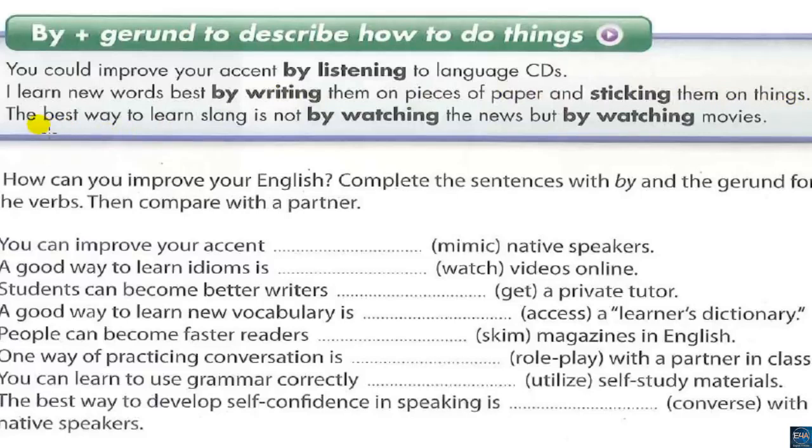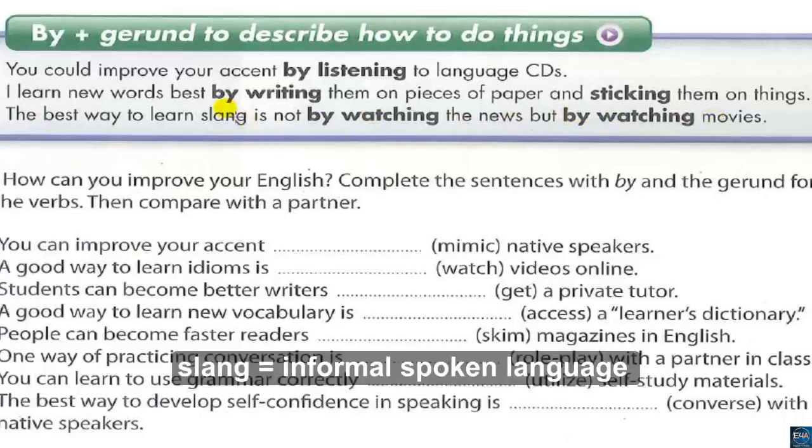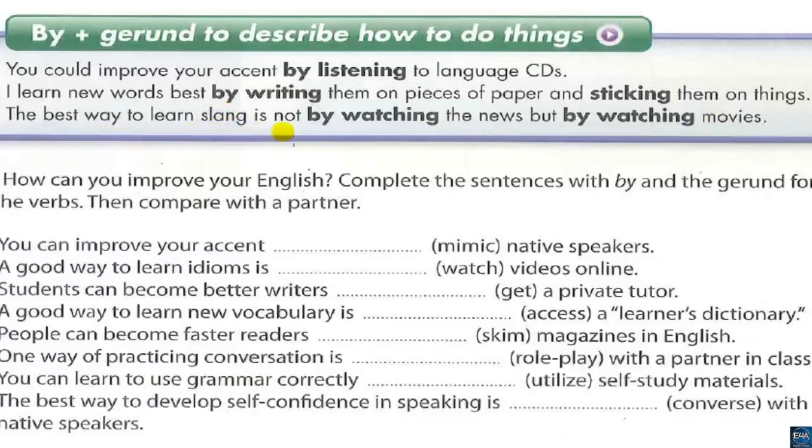What is the best way to learn slang? The best way to learn slang is not by watching the news, but by watching movies. What's slang? Slang, informal language. So the best way to learn slang is not by watching the news, not by watching the BBC, the CNN, the news channels, but by watching movies. By plus verb plus ing. By watching movies, by watching films. So here we use by plus gerund to describe how to do things. By listening, by writing, by watching.